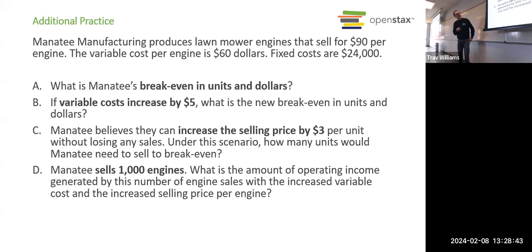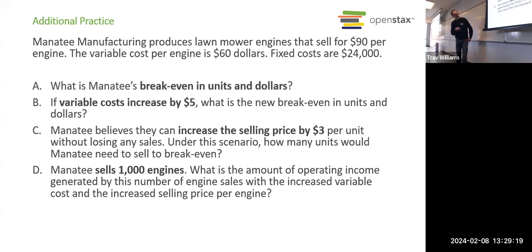Then what if the selling price goes up by $3? So it's now $93 per unit. Sales price, $65 variable cost. What is the new contribution margin per unit? 93 sales price, 65 variable cost per unit. $28 would be the new contribution margin per unit, right? 93 minus 65. So they're throwing all these curveballs here at us.